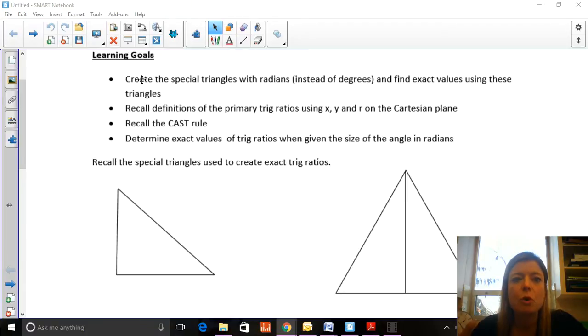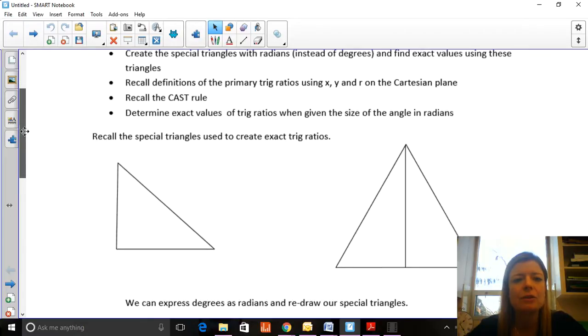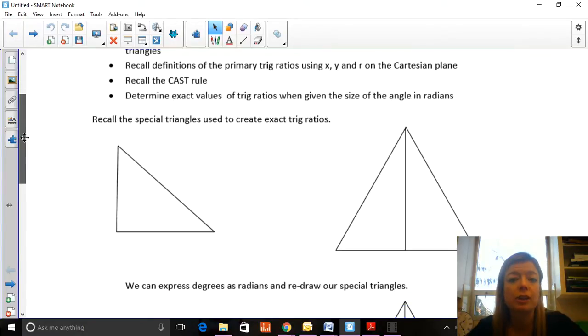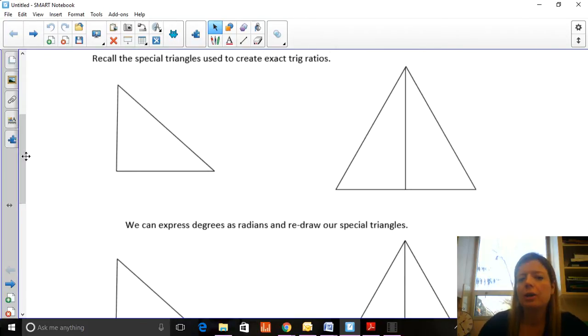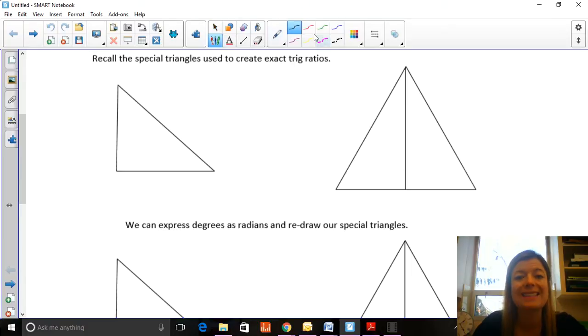Then we're going to go over the definitions of sine, cos, and tan and their reciprocals using x, y, and r in the unit circle on the Cartesian plane. Look at the cast rule and then use all that to solve for unknown trig ratios and unknown angles. So recall that we can use special triangles to come up with exact values of trig ratios in these two special triangles. So our first special triangle is a right triangle.